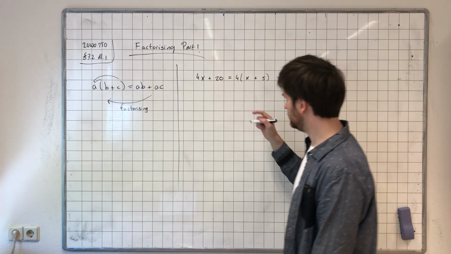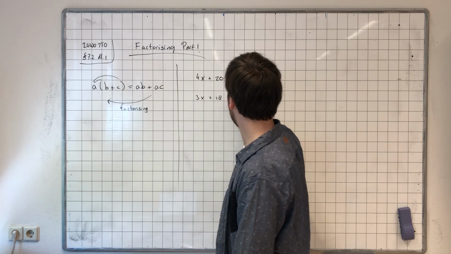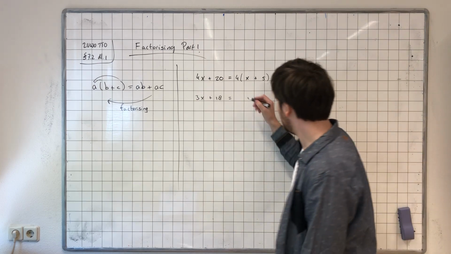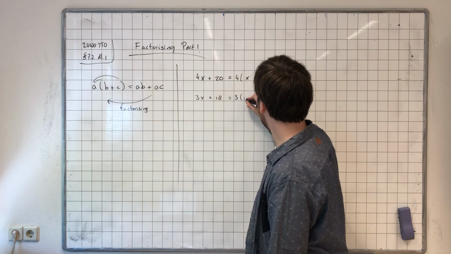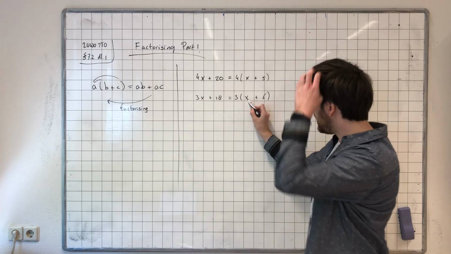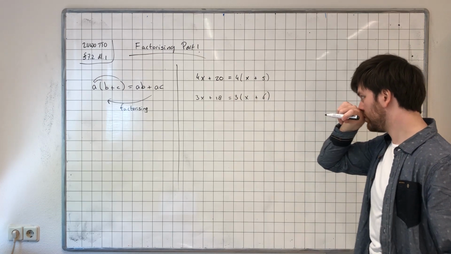Okay? See if you can do this one by yourself. Pause the video, whatever. Answer should be 3 in between brackets x plus 6y, 3 times x is 3x, and 3 times 6 is 18.